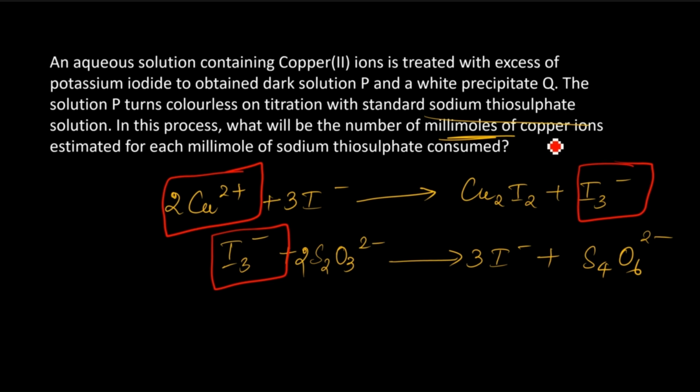So they have given 2 copper 2+ gives I3 minus, which means 2 millimole to 1 millimole. That 1 millimole plus 2 millimole of thio is used in the titration. Okay. So the number of millimoles of copper ion estimated for each millimole of thio: thio to copper, 1 millimole of copper means 1 millimole of thio, which is in a 2:2 ratio, so it will become 1. So the answer to this question is 1.